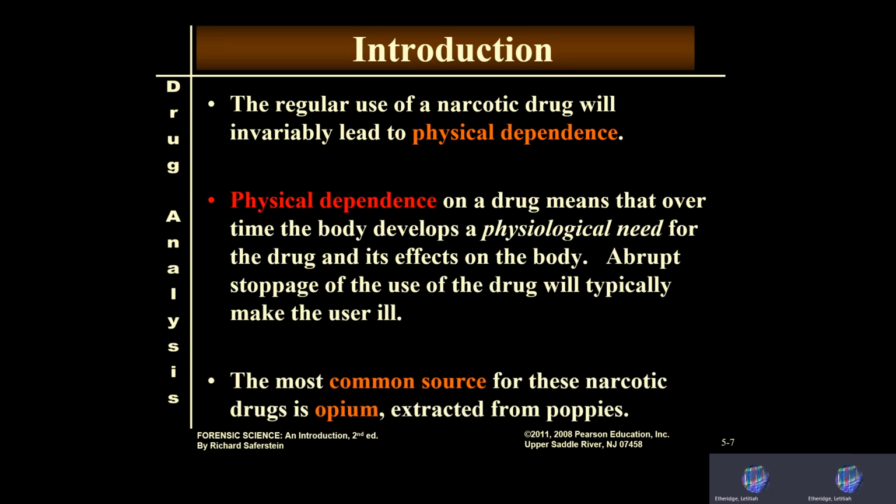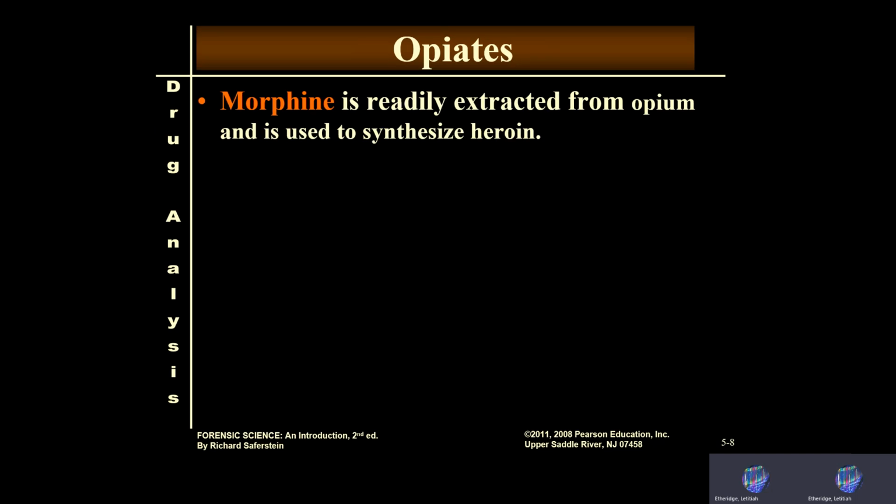Okay, so the most common source for these narcotic drugs is going to be opium, and it's going to be extracted from poppies. Let's talk about all of the different types of drugs. So let's get into the opioids.